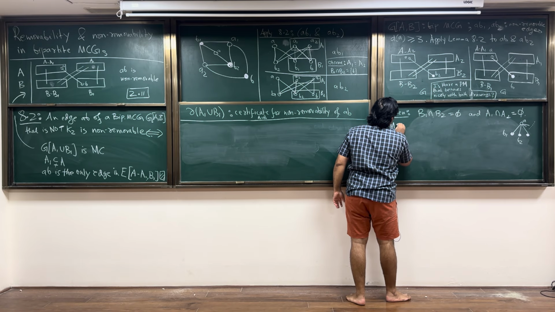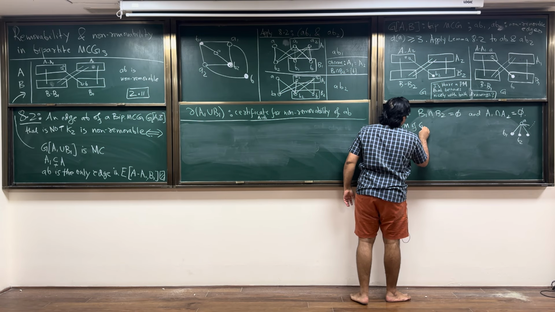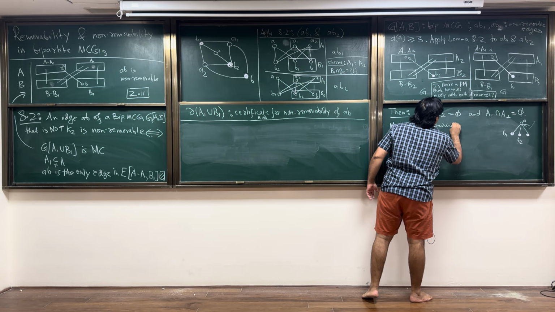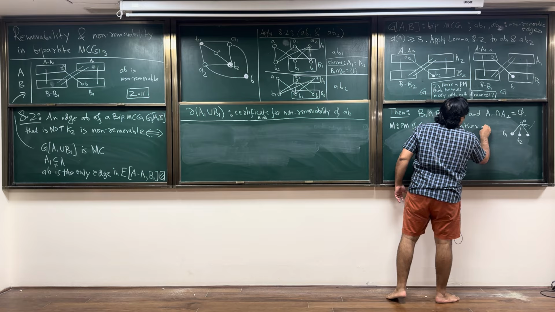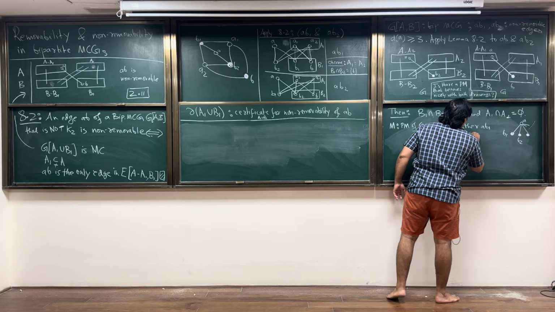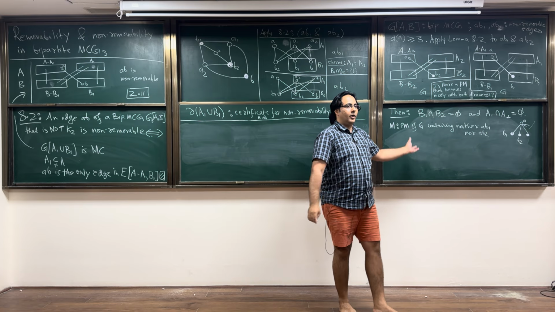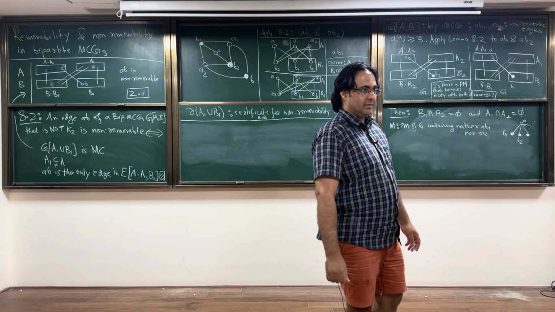M is a perfect matching of G containing neither AB1 nor AB2. This cannot happen when the degree is not 3. This is where you will use the hypothesis. Okay?